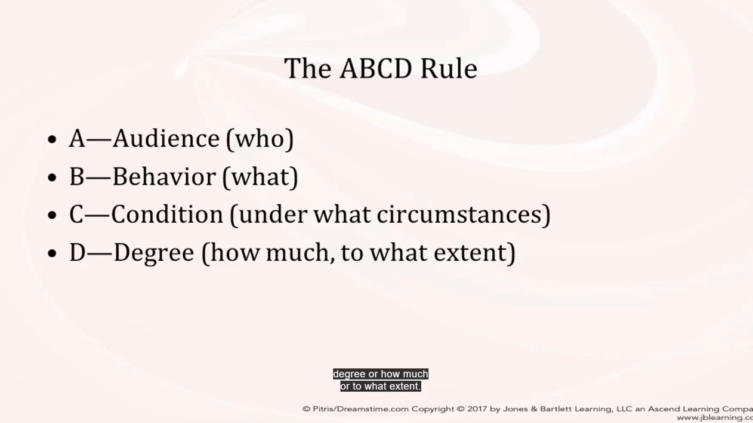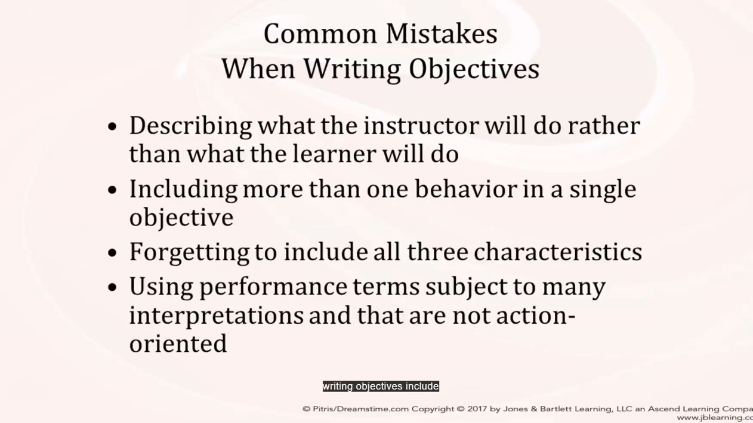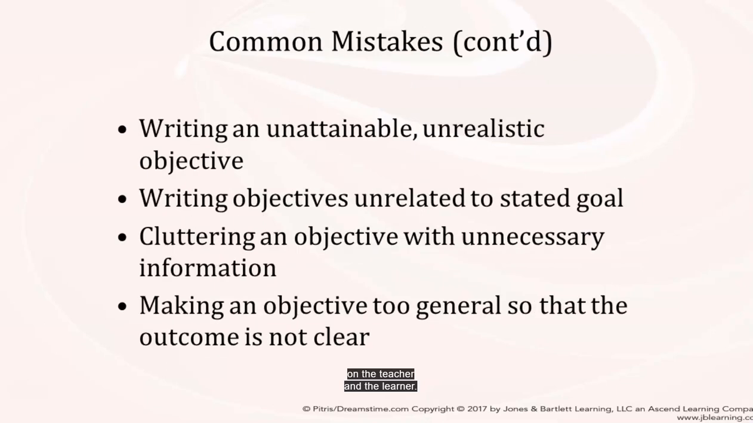C, condition, under what circumstances, and D, degree, or how much or to what extent. Common mistakes in writing objectives include subjective rather than objective interpretations of performance, using multiple behaviors in one objective, and focusing the objective on the teacher, not the learner. Writing unrealistic goals or objectives unrelated to the end goal, or making the goal too general or too cluttered so that the outcome is not clear.